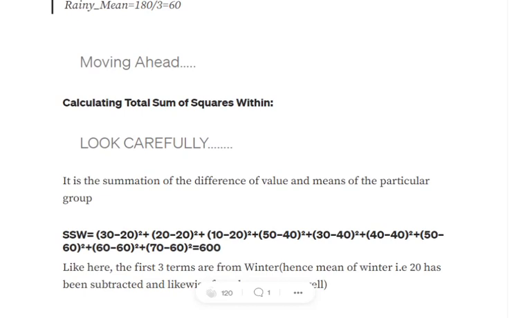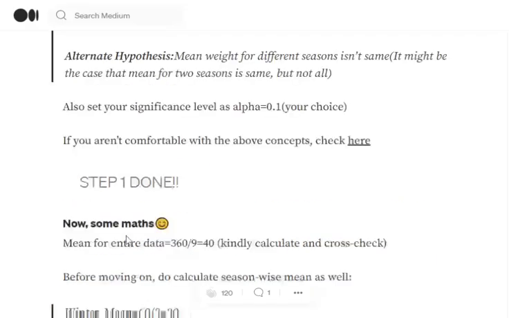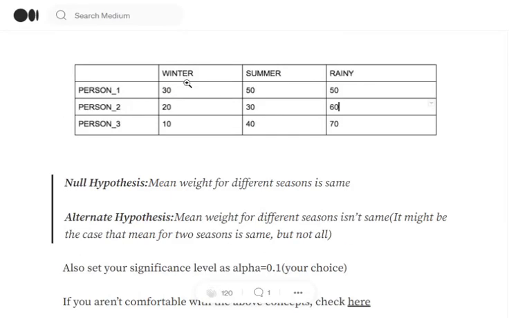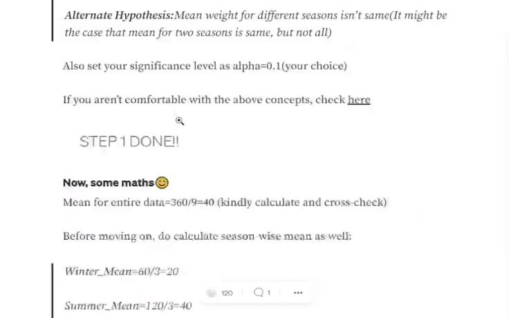Now the next thing that we wish to calculate is the total sum of squares, that is TSS. So how is TSS calculated? TSS is nothing but the sum of squares of the differences between the values in the categories, subtracting the mean of that particular category. So here you can see that the mean for winter is 20, and the values for winter are 30, 20, and 10.